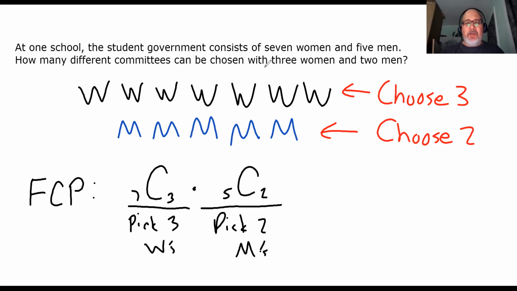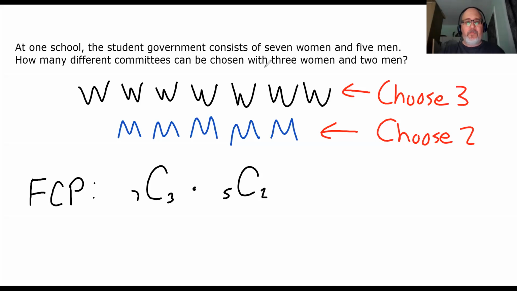So the fundamental counting principle says I have to multiply the number of ways I can make this decision, choose the women, and this decision, choose the men. But each of those decisions in its own right is a combination. Let me clear out the stuff on the bottom and then we'll figure out what this equals.